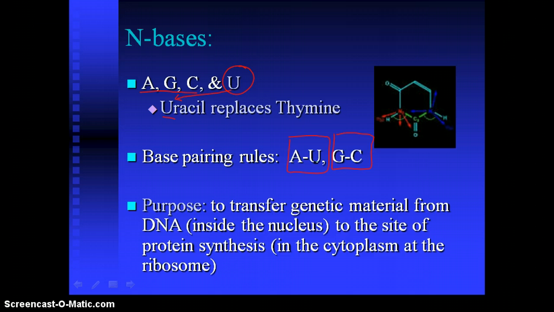So our main purpose of RNA is to transfer genetic material from the DNA, which is inside the nucleus and can't leave the nucleus, to the site of protein synthesis, which happens at the ribosome.